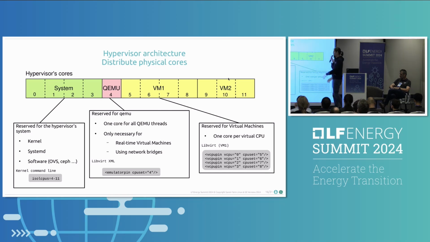And so it's a huge question of how many cores you put inside your virtual machines, because it has a direct impact on how many virtual machines you can run on your hypervisor. The last core that we want to address is the QEMU cores, which is only needed when you run real-time virtual machines and network bridges.